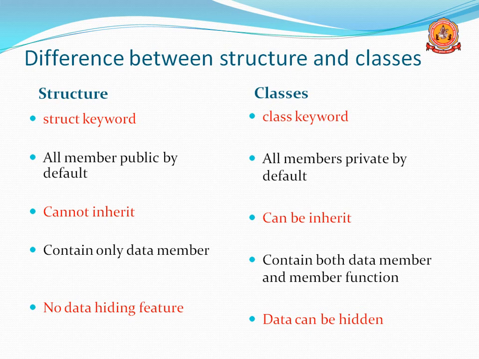In case of structure, all the members are public by default. In case of classes, all the members are private by default. In case of structure, it cannot be inherited. It is not possible to inherit the data. That feature is not there in case of structure, but it is possible to inherit the data in case of classes.